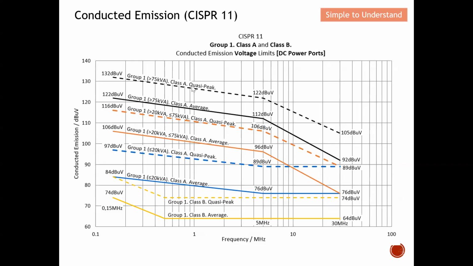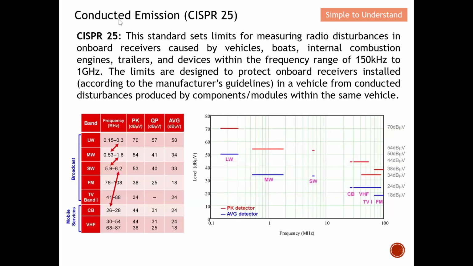Over here, you can see the quasi-peak limit line and the average limit line, and from here you can determine whether you pass or fail the test. Next will be CISPR 25.